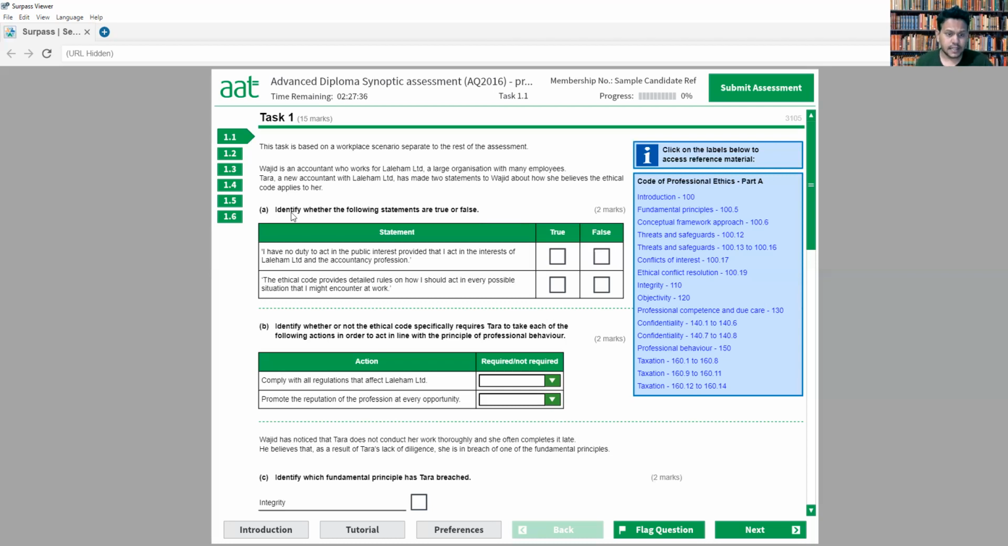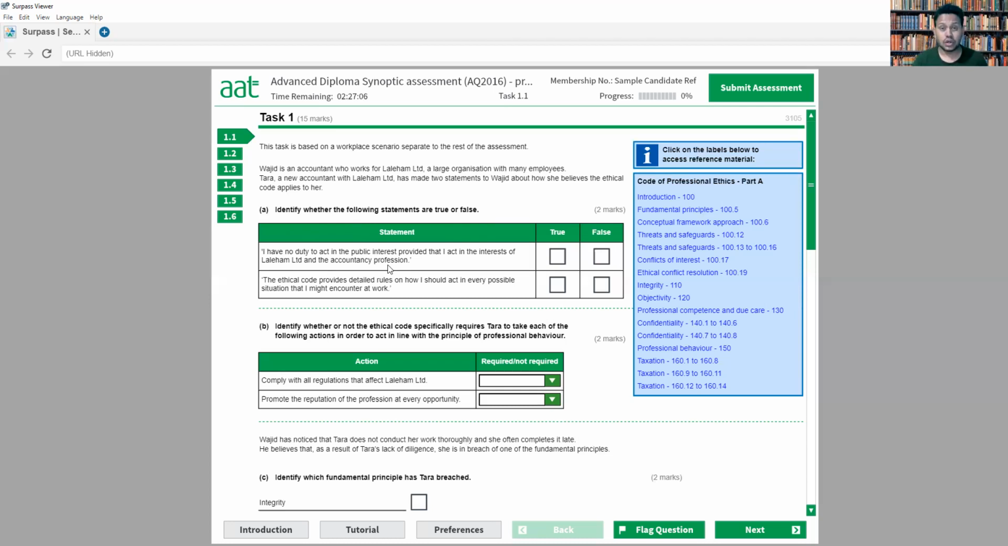The first one says identify whether the following statements are true or false. So we have to identify whether it is true or false. I have no duty to act in the public interest provided that I act in the interest of Leham Limited and the accountancy profession. They said whatever happened to the public does not matter for me. I only have responsibilities to the company I work for and also my profession. And this is not correct.